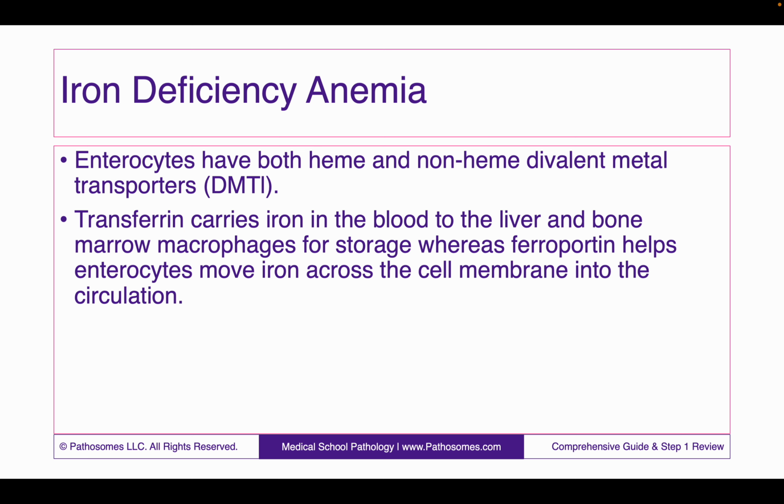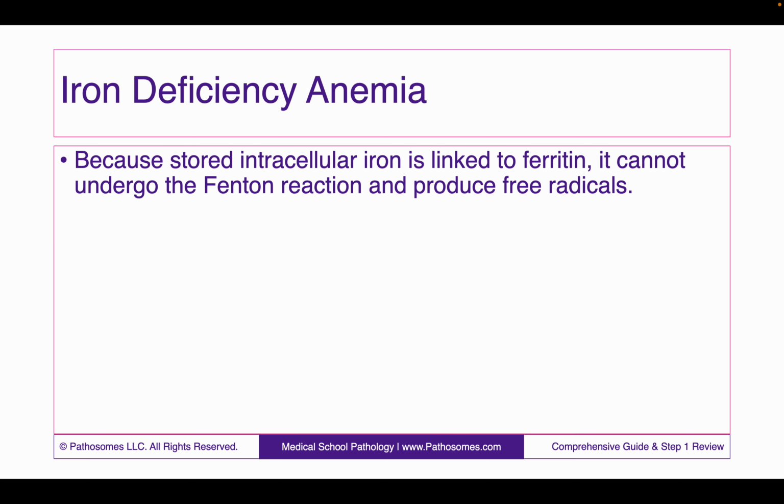Enterocytes in the small intestine have both heme and non-heme divalent metal transporters, DMT1. Transferrin carries iron in the blood to the liver and bone marrow macrophages for storage, whereas ferroportin helps enterocytes move iron across the cell membrane into the circulation. Because stored intracellular iron is linked to ferritin, it cannot undergo the Fenton reaction and produce free radicals.